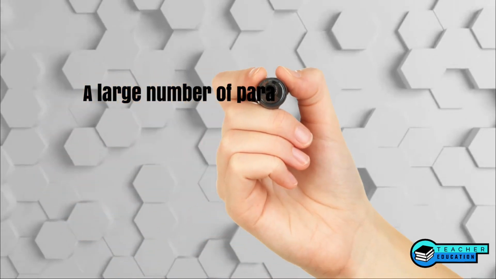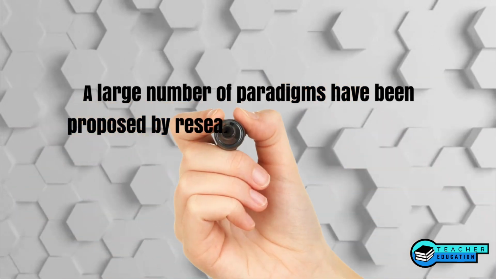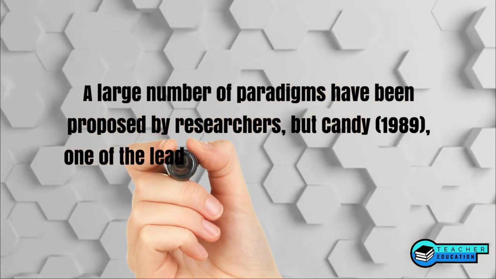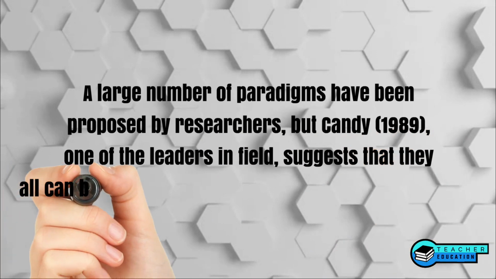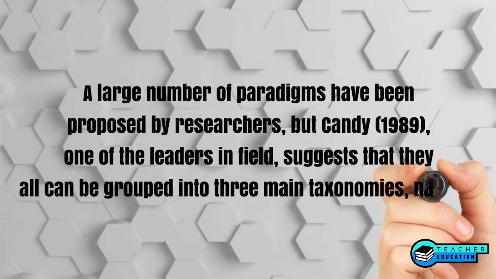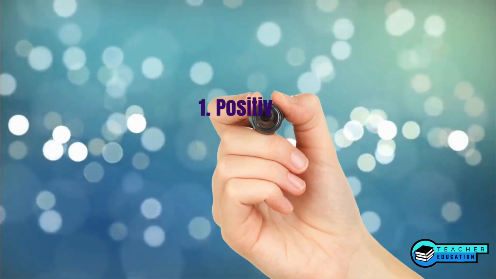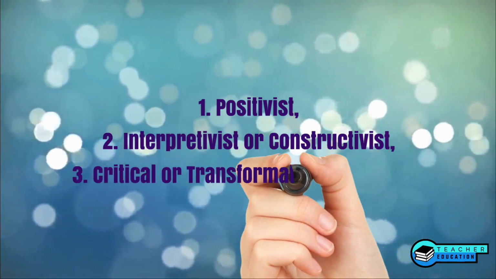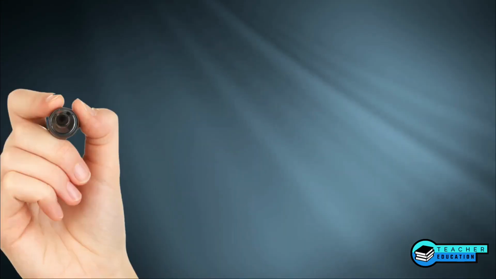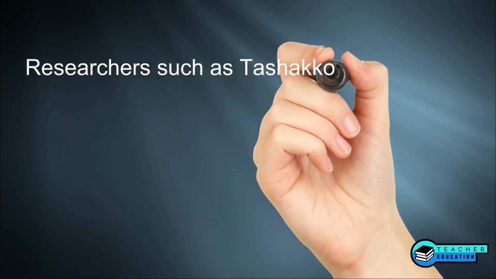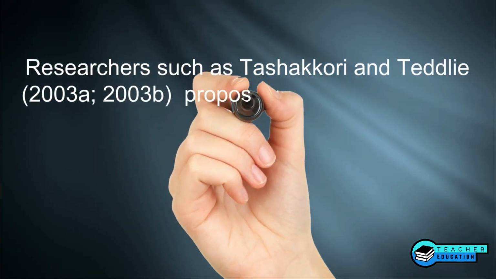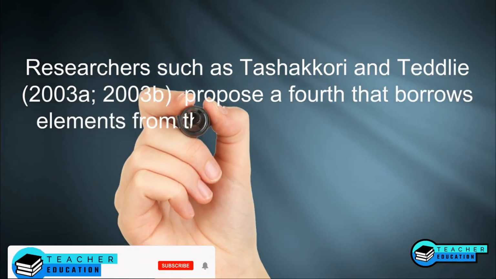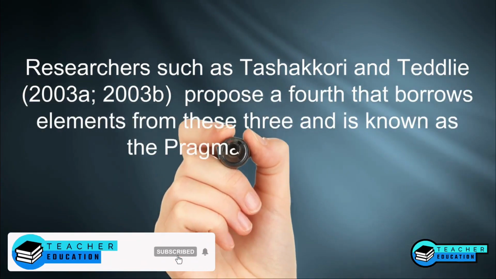A large number of paradigms have been proposed by researchers, but Candy in 1989, one of the leaders in the field, suggests that they all can be grouped into three main taxonomies, namely positivist, interpretivist or constructivist, and critical or transformative paradigms. Researchers such as Tashakkori and Teddlie in 2003 propose a fourth that borrows elements from these three and is known as the pragmatic paradigm.